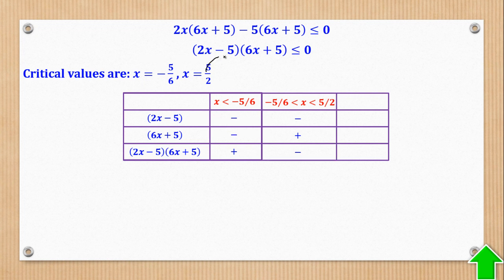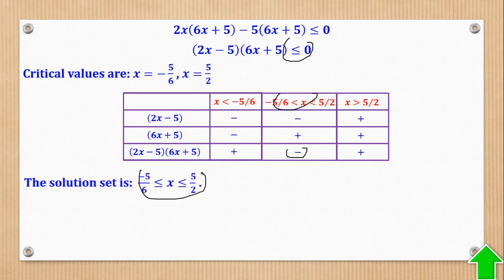Then for values beyond this, we can use 3. So 3 gives you positive here, positive. But remember, less or equal to 0 means negative values, so we're interested in this. Therefore, the solution set will be this.